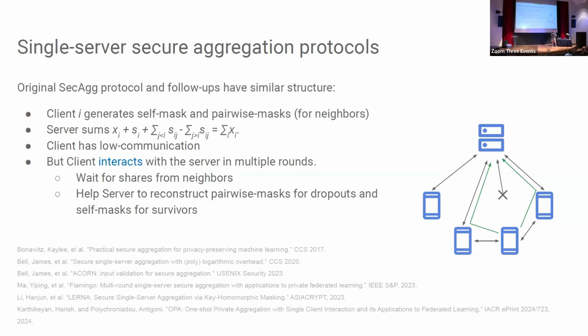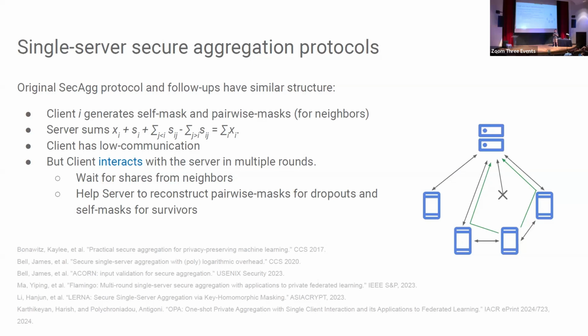As Harish already showed, the original secure aggregation protocol uses the following structure. Every client has a self mask. Each client also has a pairwise mask with its neighbors. The client masks their input, and the server learns the aggregated masked input. The pairwise masks will cancel, and the clients will help the server to remove the aggregated self mask.